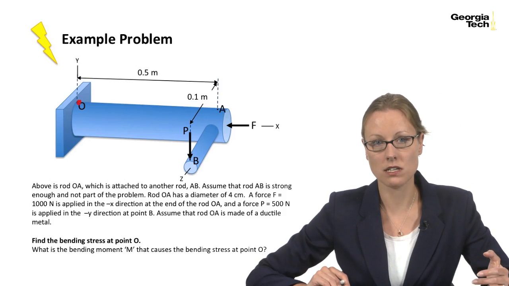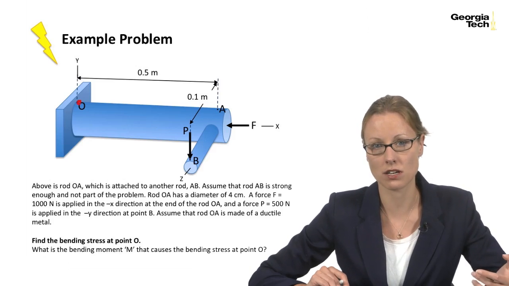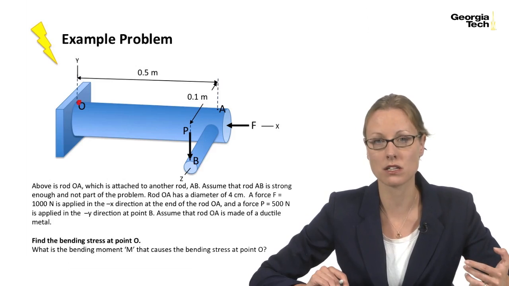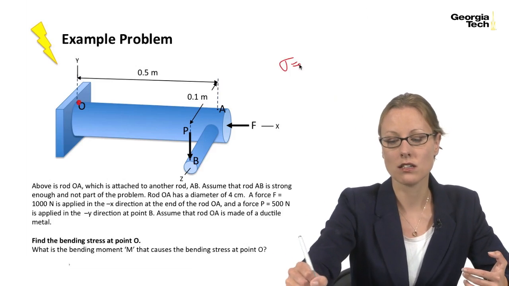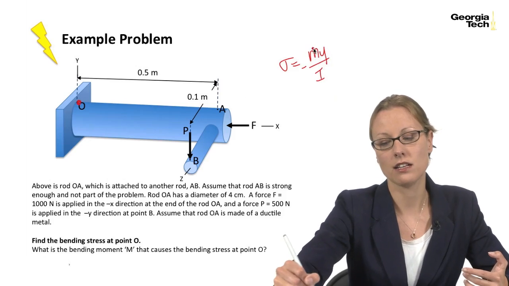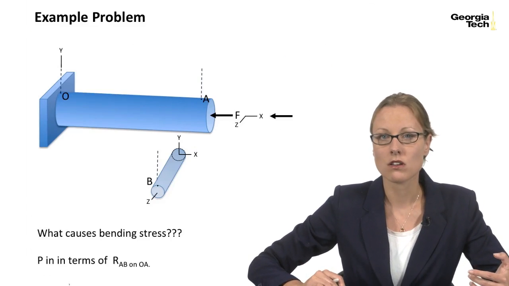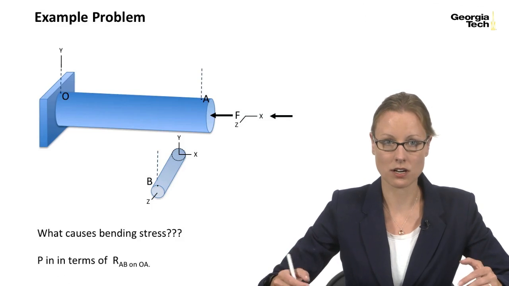So the first step is we need to think, what is the bending moment that causes the bending stress at point O? Because bending stress sigma is equal to My over I, and this is going to be the hardest thing to figure out. So what causes the bending stress?